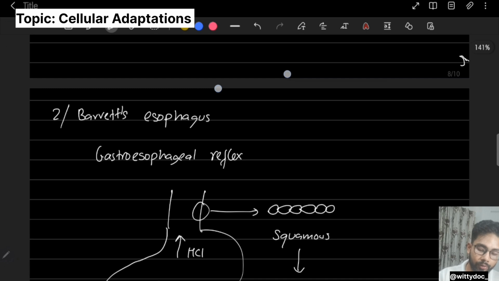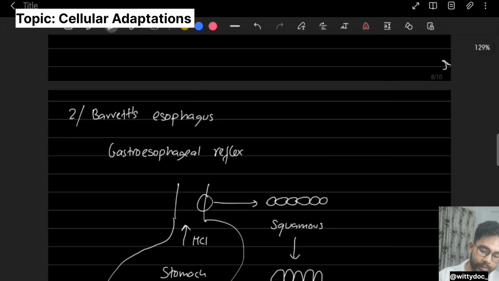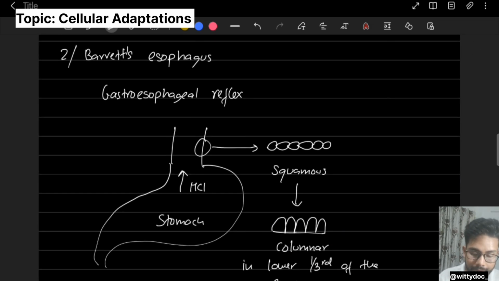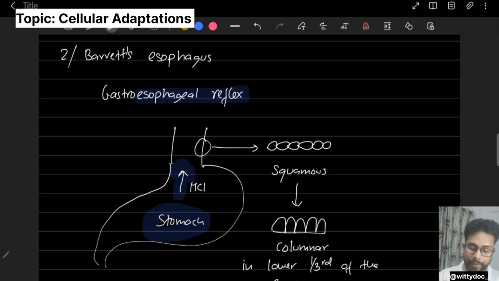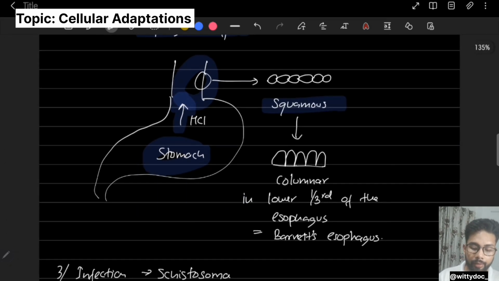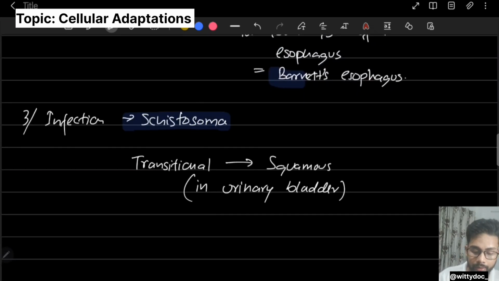Okay. The next example of epithelial metaplasia is Barrett's esophagus. In cases like gastroesophageal reflux, where the hydrochloric acid in the stomach goes back to the esophagus, the esophagus is normally composed of squamous epithelium. So in gastroesophageal reflux disease, the epithelium of the lower third of the esophagus undergoes metaplasia to form columnar epithelium, and this phenomenon is called Barrett's esophagus. There may be infection like schistosoma in the urinary bladder, in which transitional epithelium undergoes metaplasia to form squamous epithelium.